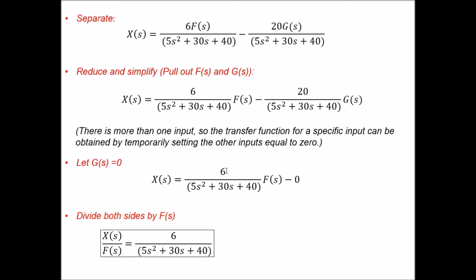So looking at this now, I can say, okay, let's divide both sides here by my F of s, and that gets me what I'm looking for. Again, back to my setup page, I want my X of s over F of s. So if I divide both sides by my F of s, I get this ratio of X of s over F of s equal to 6 divided by the denominator 5s squared plus 30s plus 40.